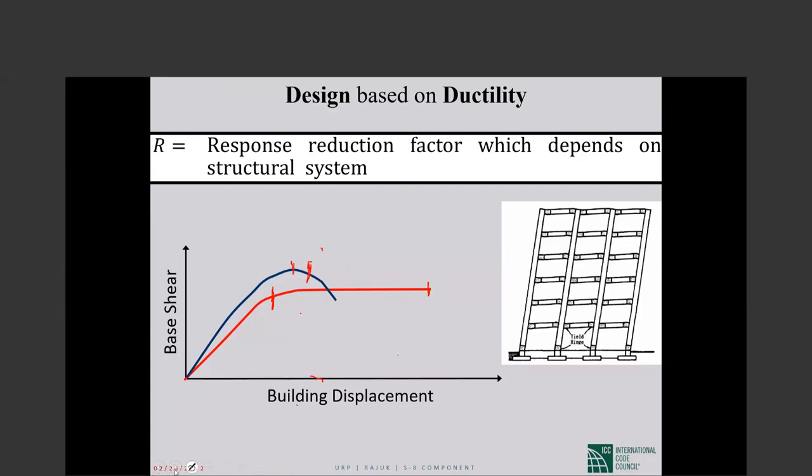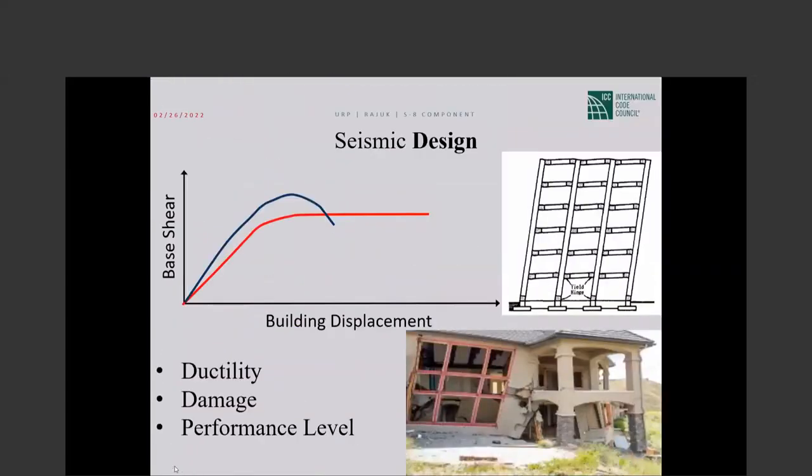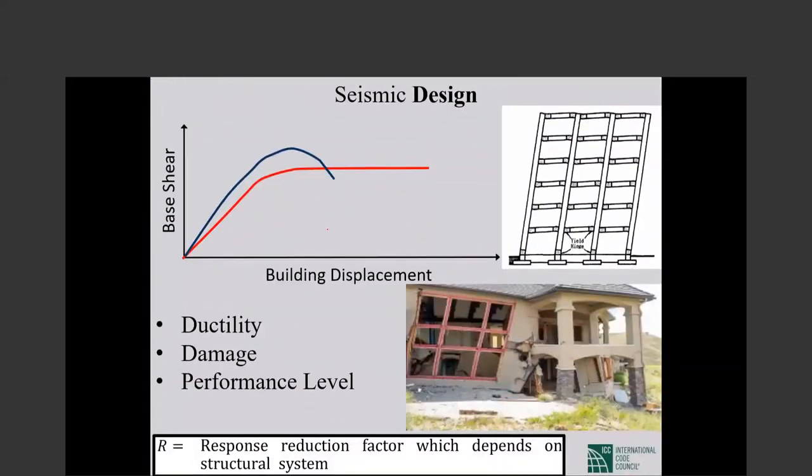So, the relation between these concepts: we design for a smaller strength that we know causes damages. We know that causes damages because we know that it is R times less than the level of the base shear for the design level earthquake.